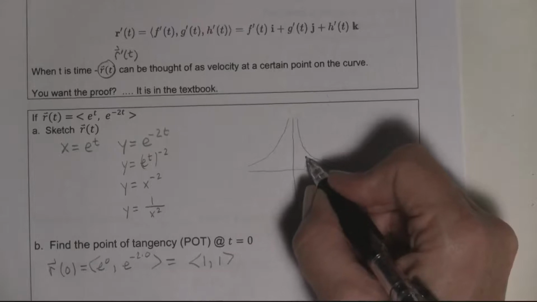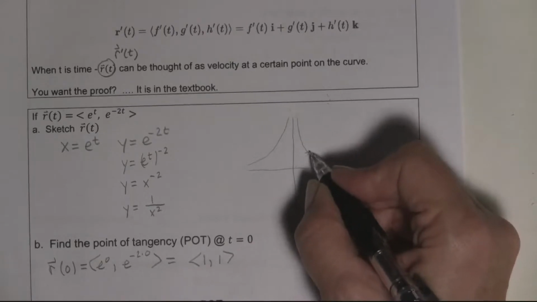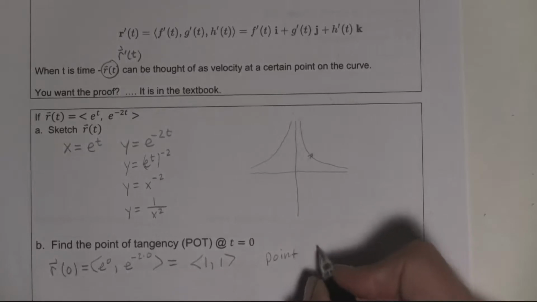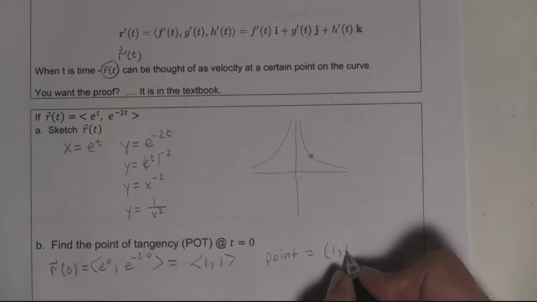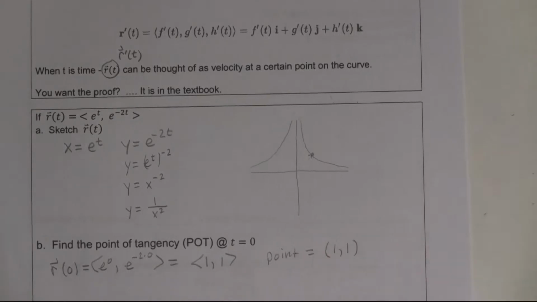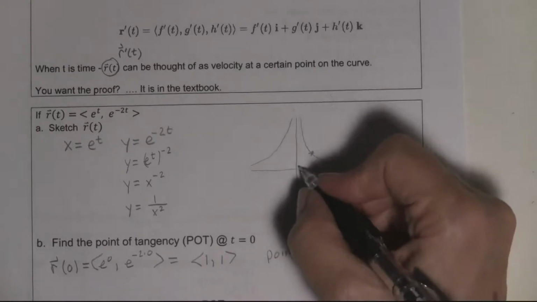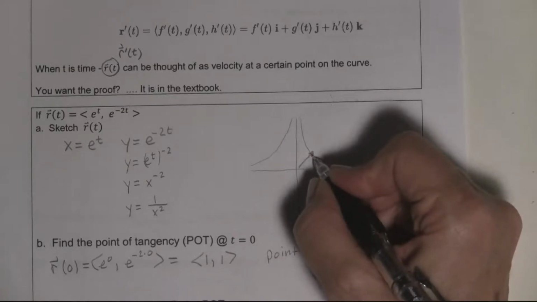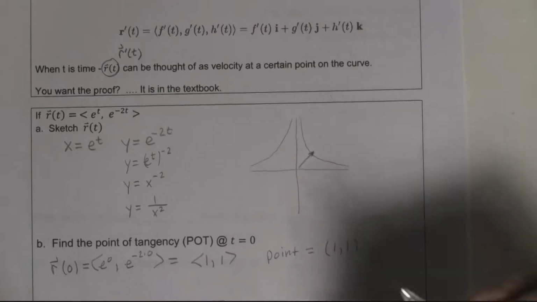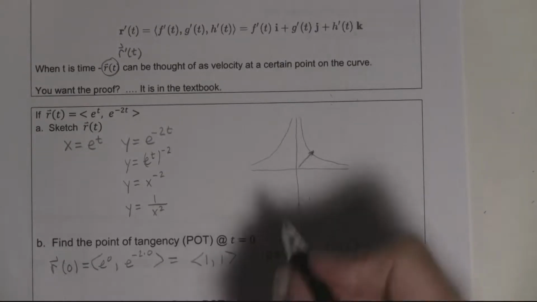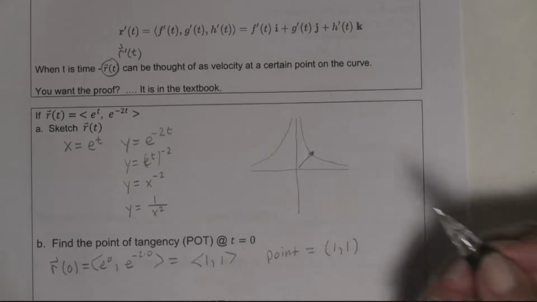The vector 1, 1 is pointing here, and then the point is equal to 1, 1, right? Because it's the terminal point. I know sometimes we get confused. Is it a vector or is it a point? So there is a vector here that points at the curve, and the point that it's pointing to on the curve is the point 1, 1. And it goes from the origin to that curve.